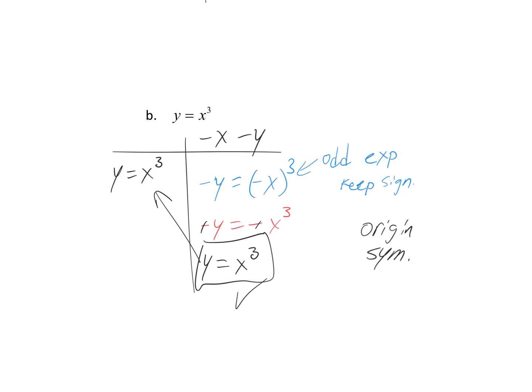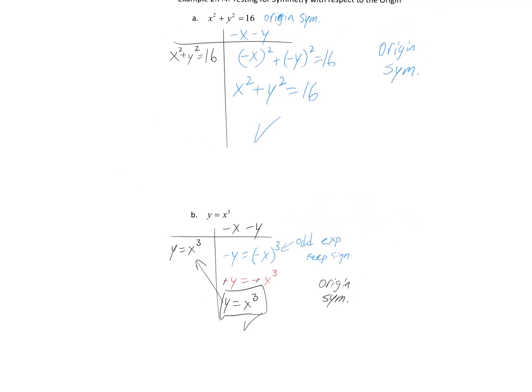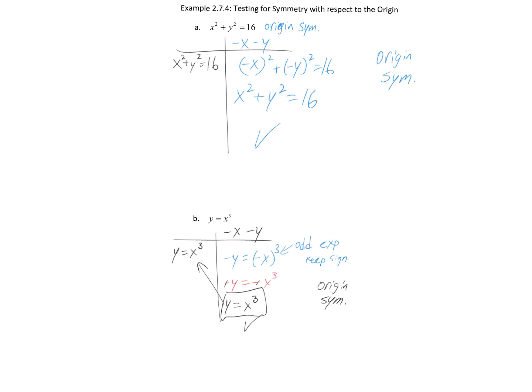Okay? Remember, if it fails the test, then it doesn't have origin symmetry. And now you've seen all the types of symmetry, x-axis, y-axis, and origin. Those are the three different kinds. And so the test is basically the same thing. It's just the question of what are you going to plug in as a negative. And remember, if the equation does not come out the same as the original, that just means it doesn't have that type of symmetry.